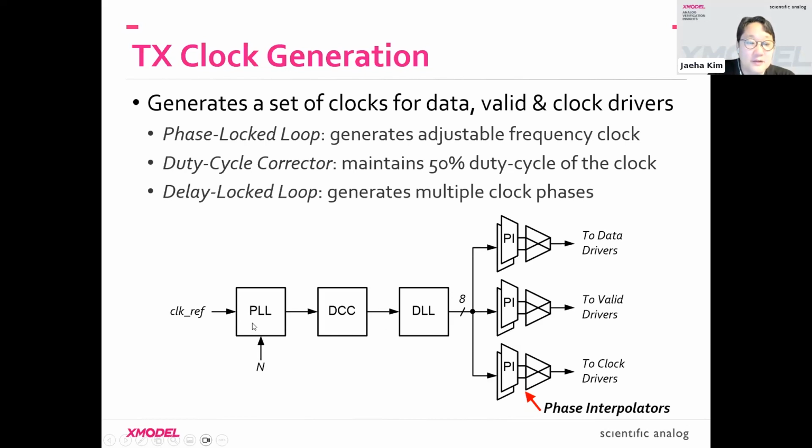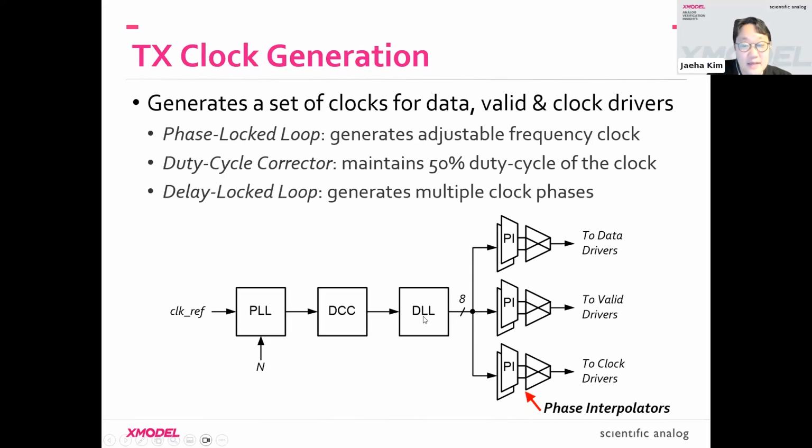First, the phase lock loop will take a 2 gigahertz input clock and multiply the frequency. Here, the multiplication factor N is determined by the data rate that you want to operate at. Earlier I said UCIe has to support multiple data rates, so that data rate will choose this N. The resulting clock will have a higher frequency, but there's no guarantee that it will have a 50% duty cycle. So we'll have a duty cycle corrector that maintains the duty cycle at 50%.